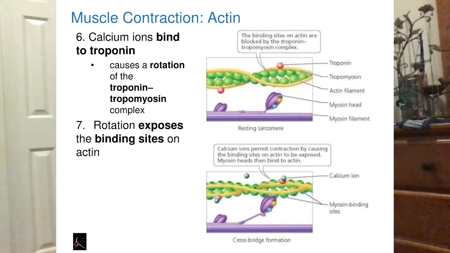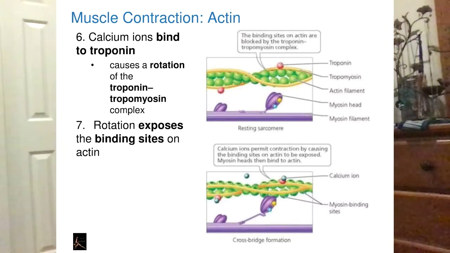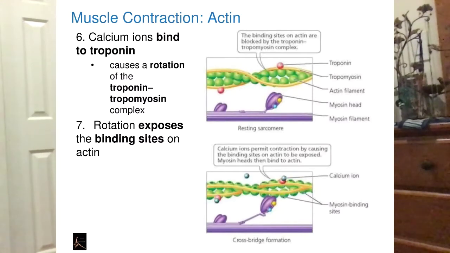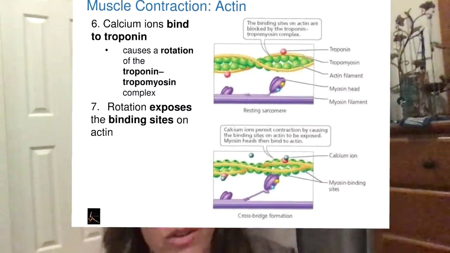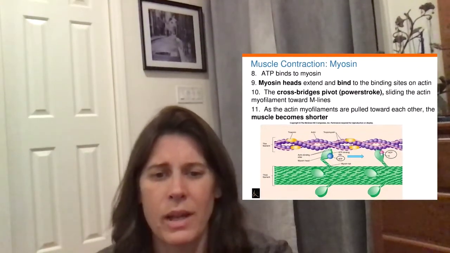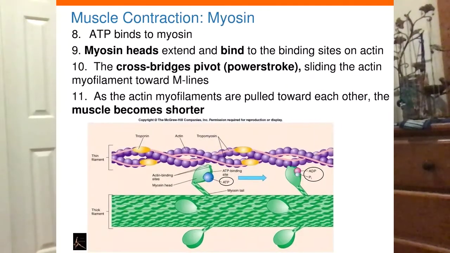Okay, so now we can see what's going on with myosin. So this is what's going on with the actin portion once calcium gets released. Now let's see what's happening with myosin so that we can get a cross bridge here. Okay, here's our myosin. So remember, myosin needs ATP. And remember that myosin has an ATP binding site.